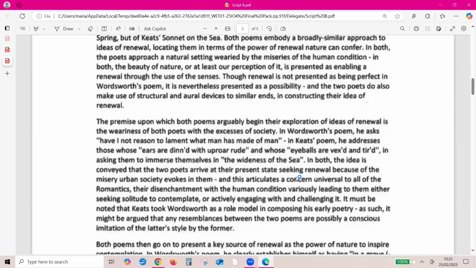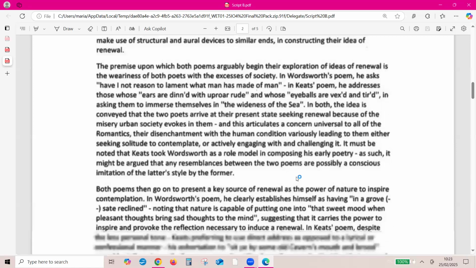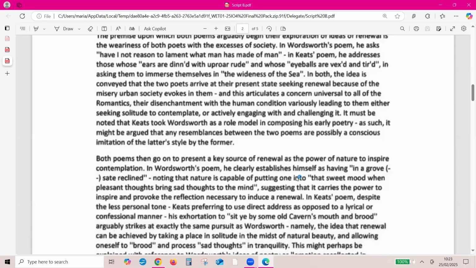It must be noted that Keats took Wordsworth as a role model in composing his early poetry. As such, it might be argued that any resemblances between the two poems are possibly a conscious imitation of the latter's style by the former. Both poems then go on to present a key source of renewal as the power of nature to inspire contemplation. In Wordsworth's poem, he clearly establishes himself as having in a grove sate reclined, noting that nature is capable of putting one into a sweet mood when pleasant thoughts bring sad thoughts to mind, suggesting it carries the power to inspire and provoke reflection necessary to induce a renewal.